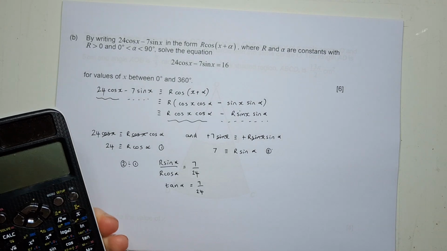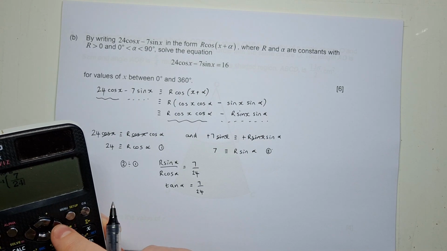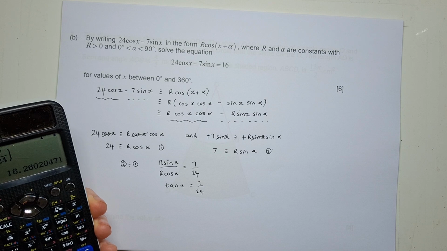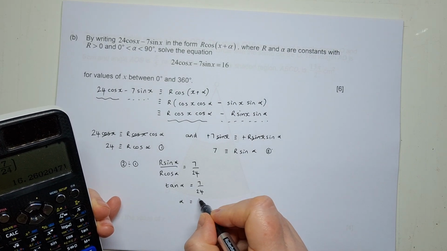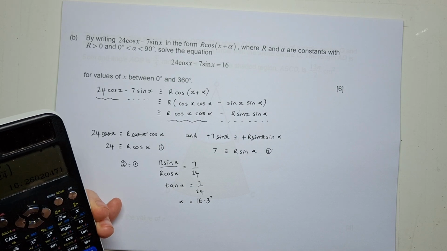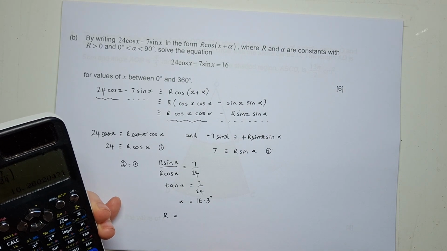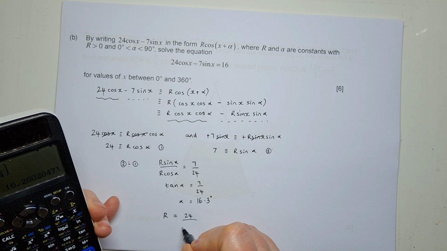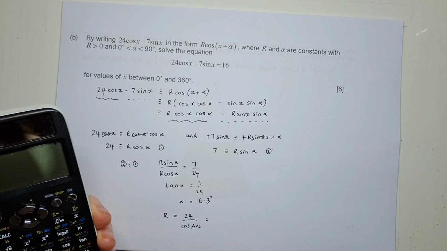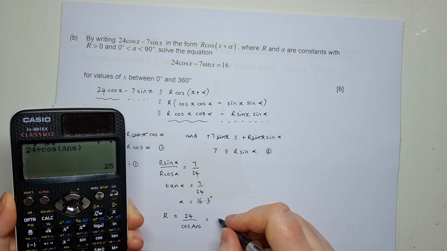So then on your calculator, shift tan, 7 over 24, I'm still in degrees. So we get 16.3 for alpha. I'm going to keep the full answer on the screen and use it to work out the r. Okay, so I can sub back in to either of the two equations. I'll do the first one, 24 divided by cos answer gives me 25.